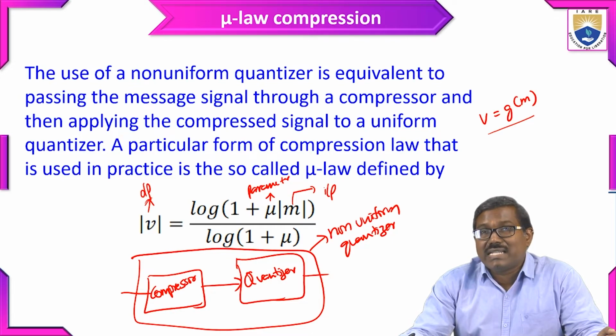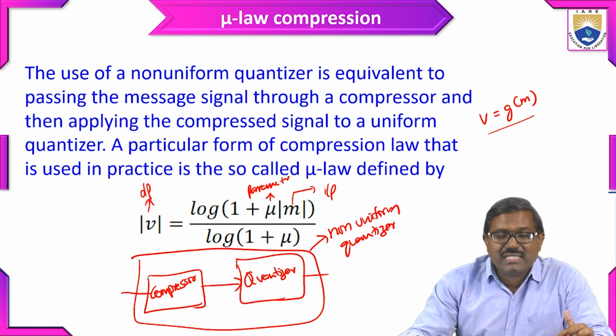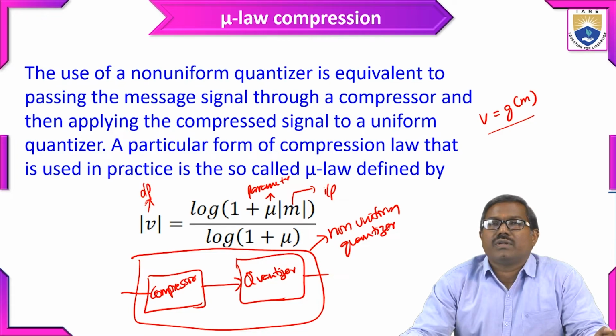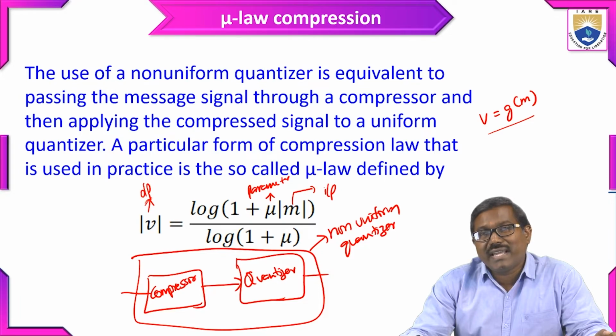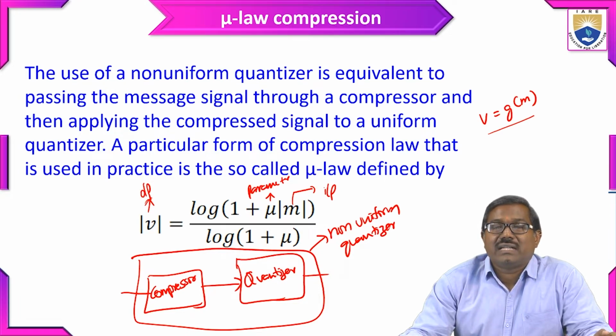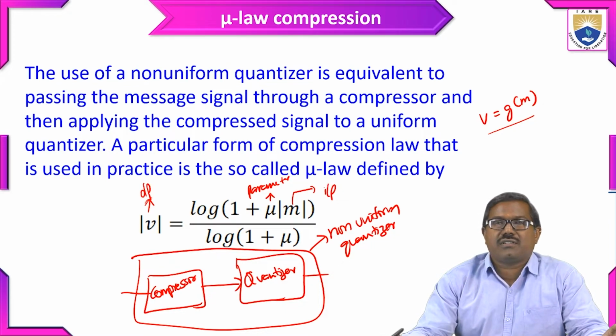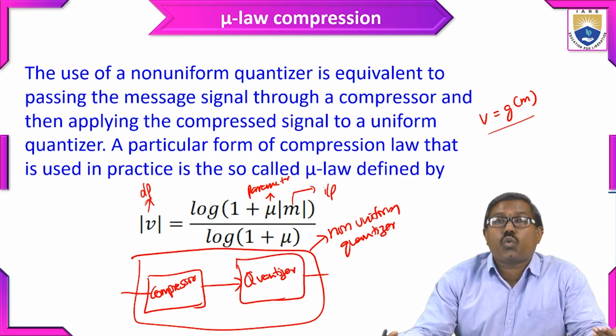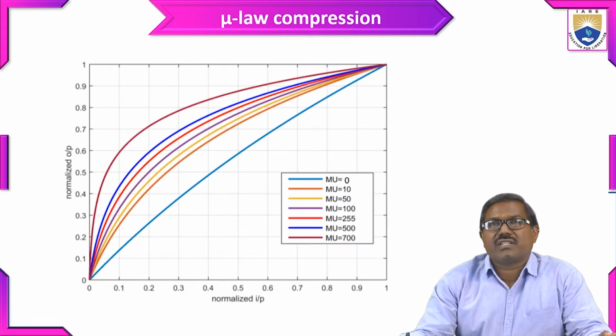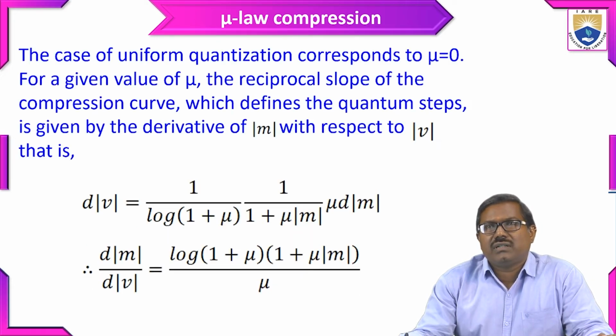Already we discussed earlier, V is equal to G of M. So the step I will show: here I am going to take the derivative of this V with respect to this M. So what do I get? I get the slope, the reciprocal slope of this compression curve which defines the quantum steps. Here I am going to show the quantum step. You can see. After that we can discuss this one and first this one.